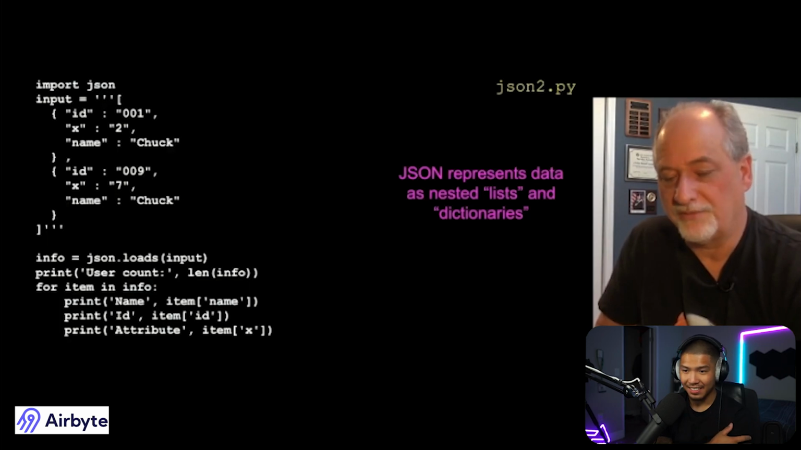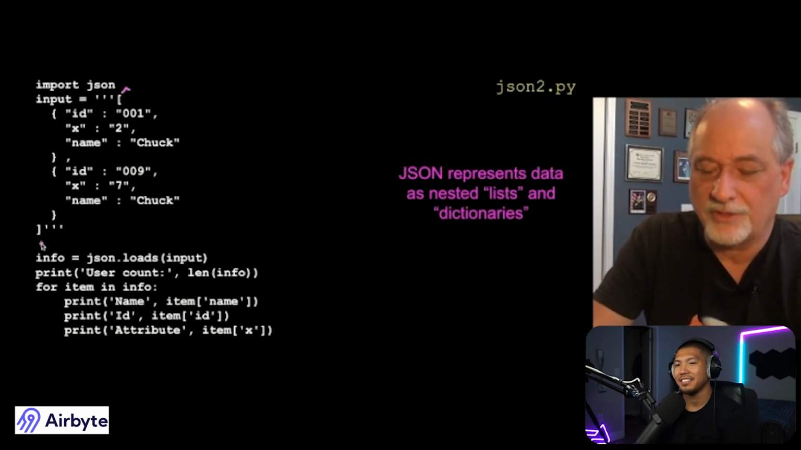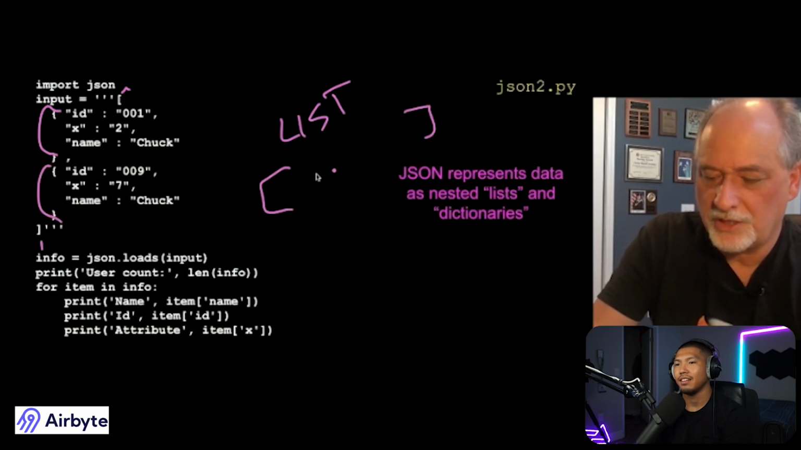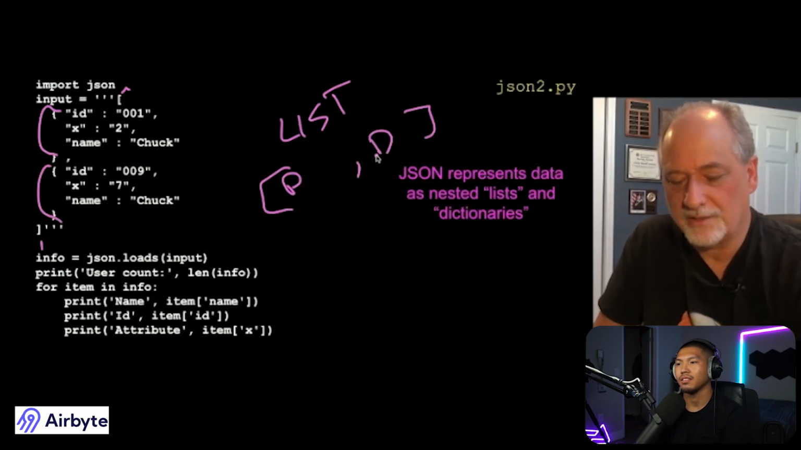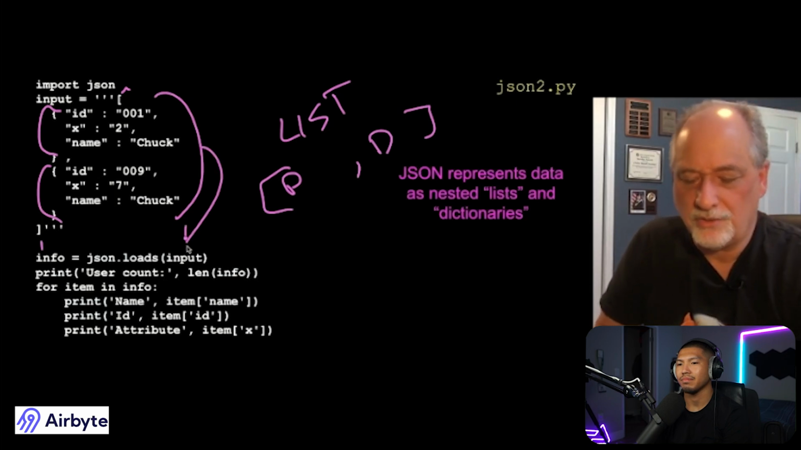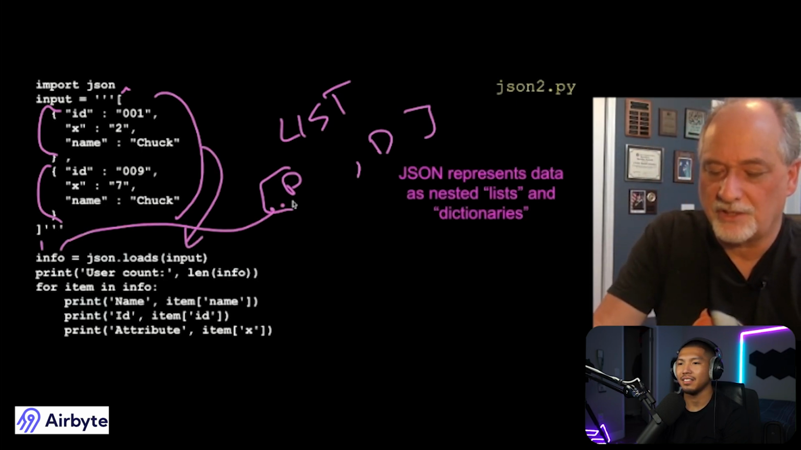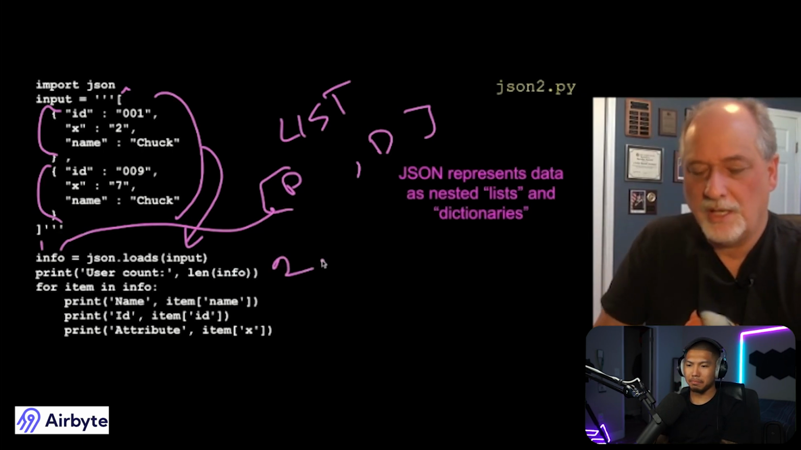This is a little more complex version where the outer element is a square bracket, which means it's going to be a list. And so we have a list of 1, 2 things. So this is a list of 2 dictionaries. So there's 2 dictionaries inside that list. So again, we take this string and use the JSON parser to read the string and give us back, in this case, info is a list. It's got 2 items. If we print out info, it'll give us 2. And we're going to iterate through.